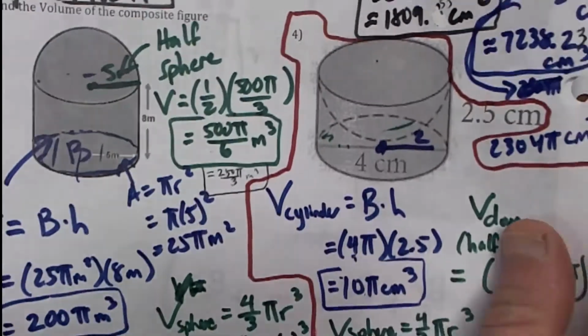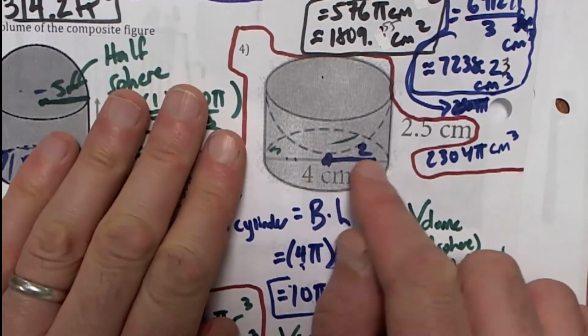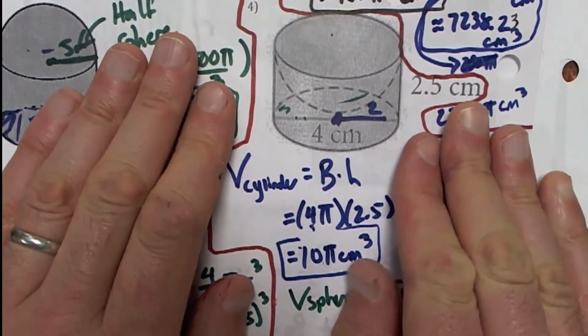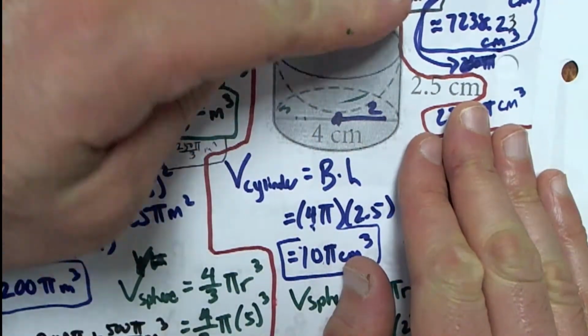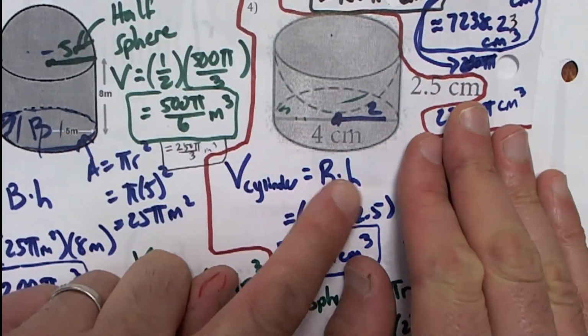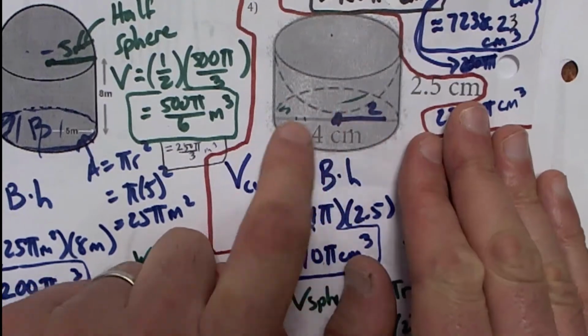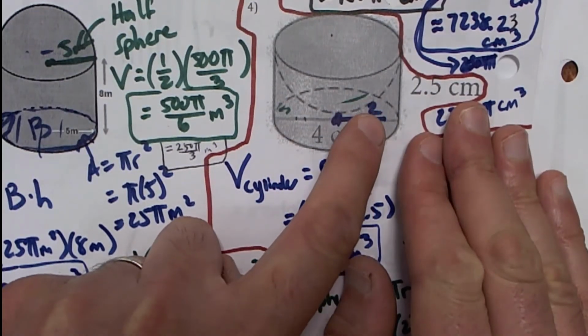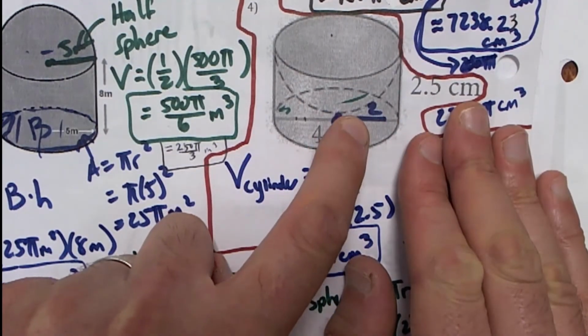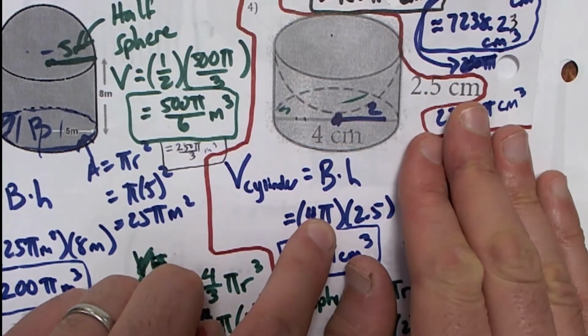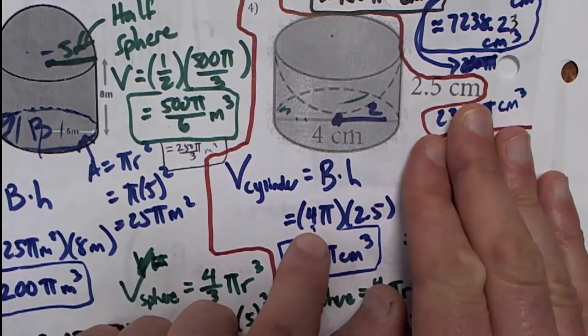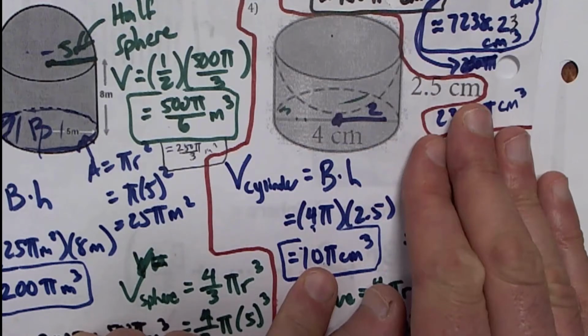Okay, so if we take a look, again, our radius is 2. The volume of this cylinder, just pretend like it was just a regular cylinder, is base times height. So pi r squared, so 2 squared is 4, right? 4 pi times 2.5 is 10 pi, right?